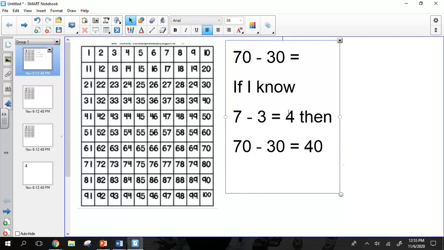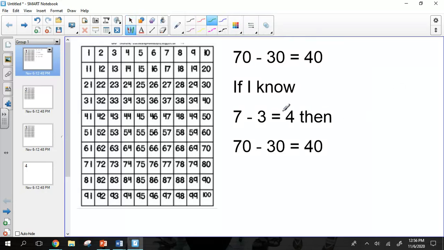I don't want to see on someone's paper 7 minus 3 is 4 and nothing else, because 7 minus 3 is 4 is a different problem than 70 minus 30. It helps us to understand 70 minus 30, but we've always got to come back to the original problem. So what you might do if you had written that on your paper, I know 7 minus 3 is 4, then you write that word, then. So if I know that, then I'm going to know this. But you've got to include this part on your paper.